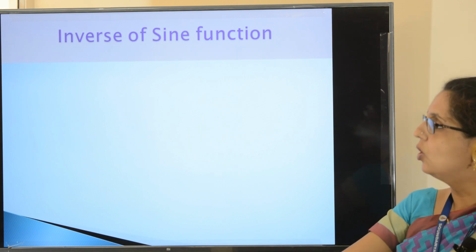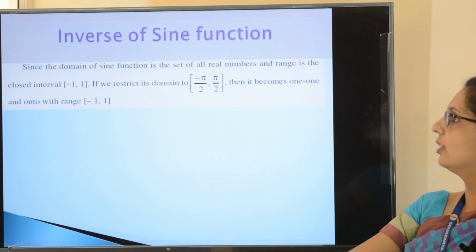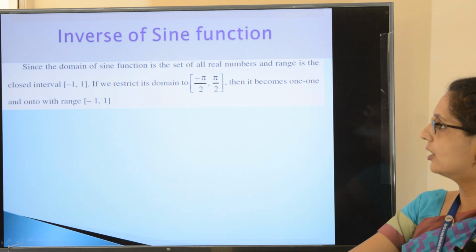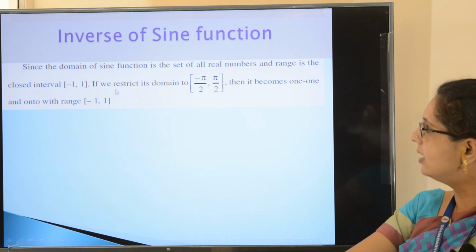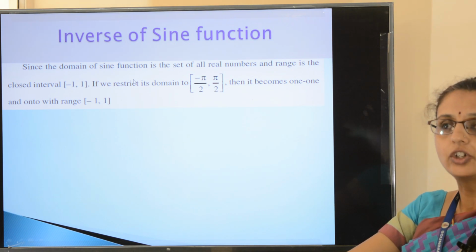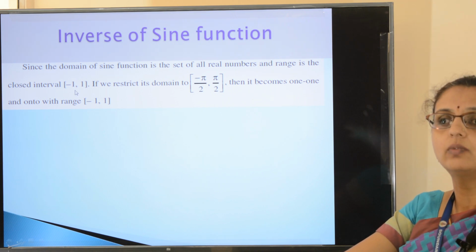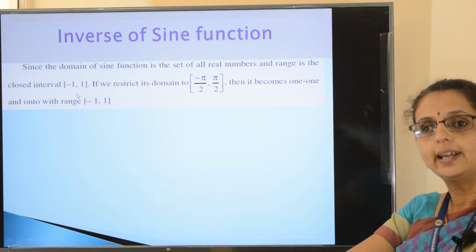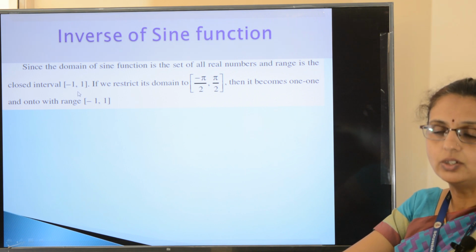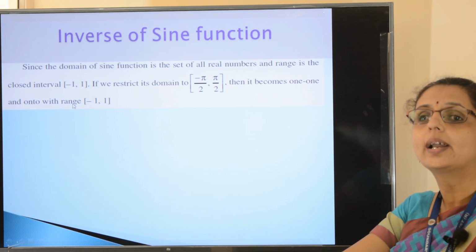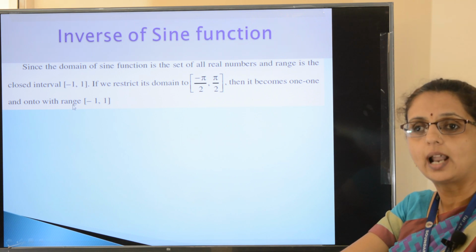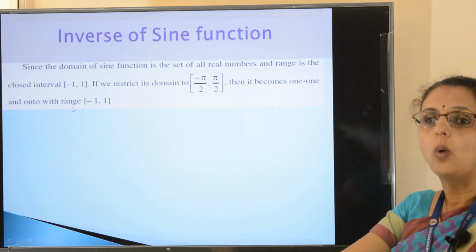Let us now move on to the first function, inverse of sine function. Since we all know that the domain of the sine function is the set of real numbers and its codomain is -1 to +1, if we take it like this, the inverse does not exist because there will be overlapping. Once there is overlapping, the function is not one-one.